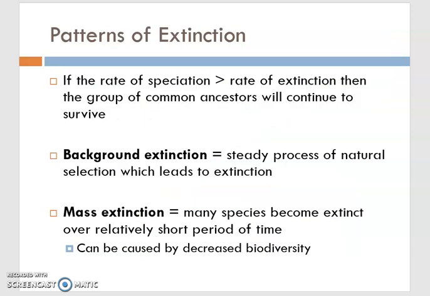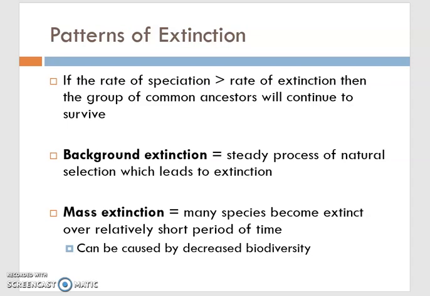If the rate of speciation is greater than the rate of extinction, then a group of ancestors will continue to survive. But if that is not the case, then you can end up with some extinction. Background extinction is a steady process of natural selection that leads to extinction, so organisms just don't have the traits necessary to survive. Sometimes we can also experience mass extinction, where many species become extinct over a short period of time. This might be due to some large event, a large natural disaster, but this can also be caused by a general decrease in biodiversity, meaning not very many different genes within a gene pool.